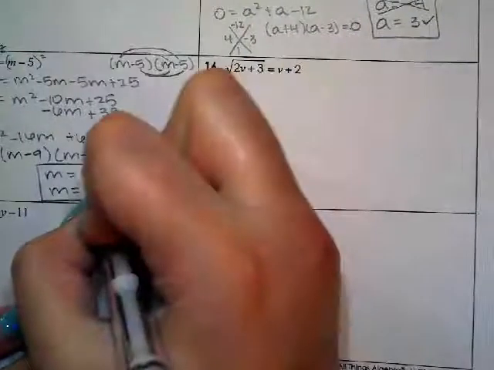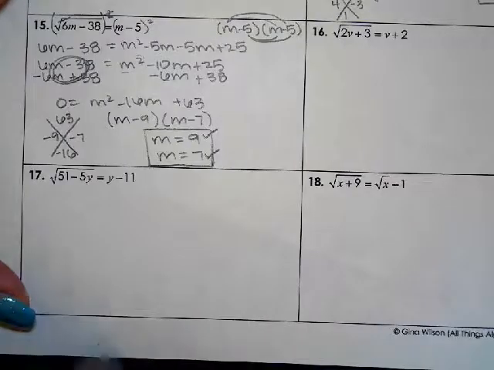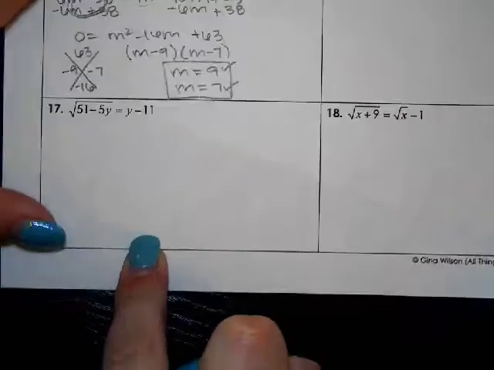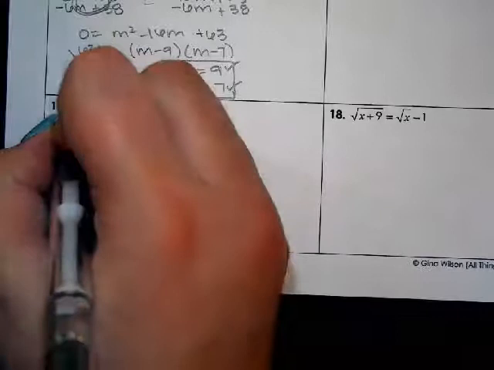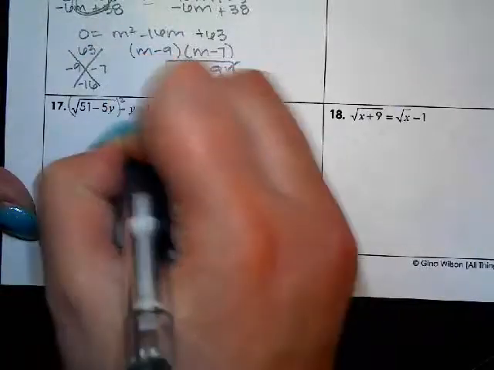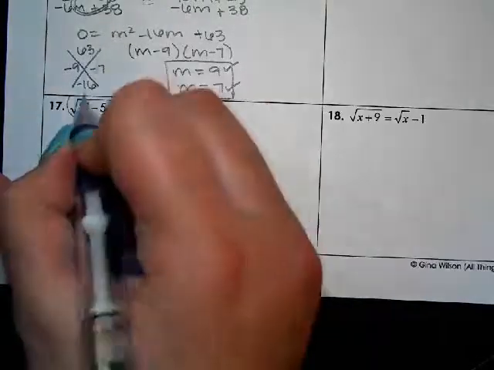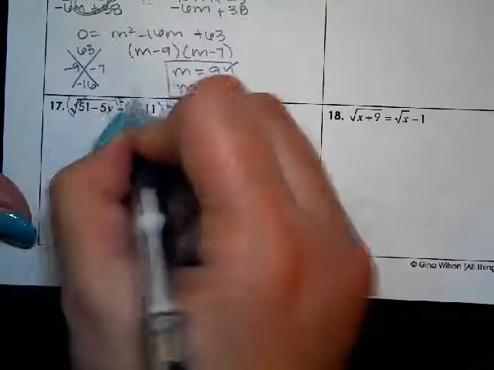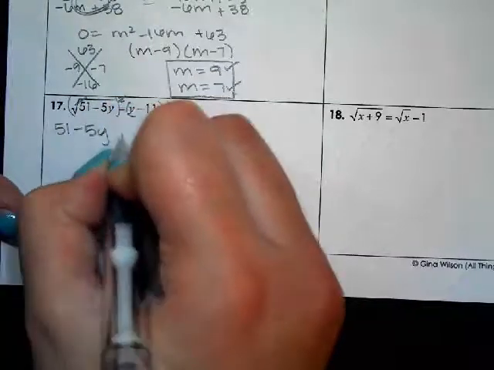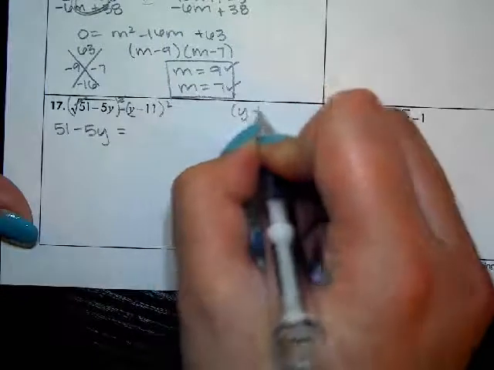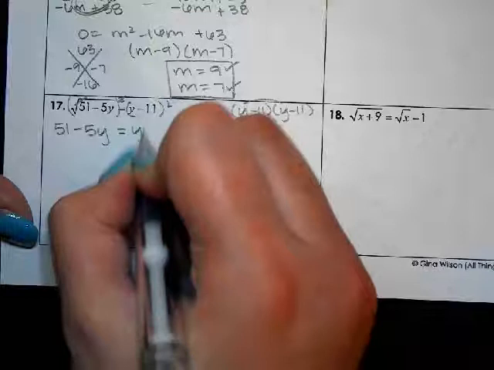All right, similar procedure for number 17. We're going to do 17 and 18, then we're going to be done. So squared, squared. So the squared and the square root cancel out. Number 15 and 17 are basically the same. So y squared minus 11y minus 11y plus 121.